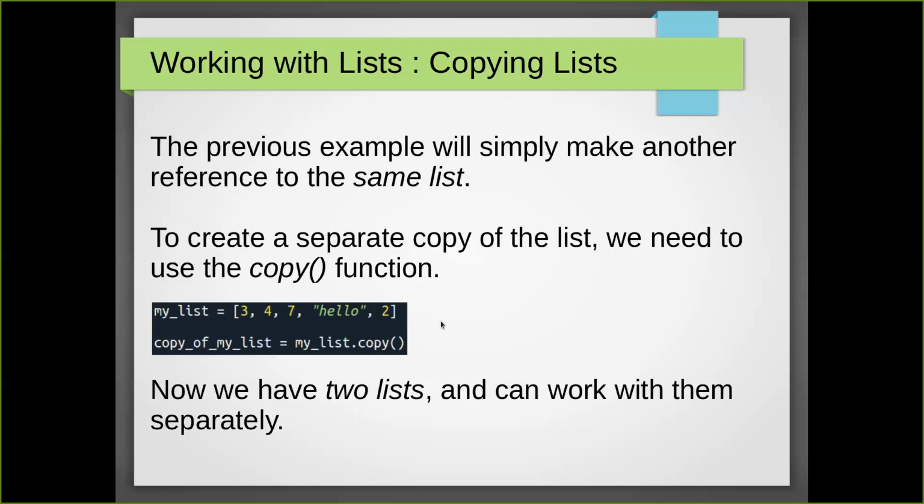It will create a brand new list that also says 3, 4, 7, hello, 2, but you can now work with those two lists separately. So any changes you make to copy of my list won't affect your original list. Very important. It's a very easy trap to fall into because you would think instinctively, using the kind of language that you're used to in Python, that saying copy of my list equals my list will create a copy, and it doesn't. You need to use the .copy method.